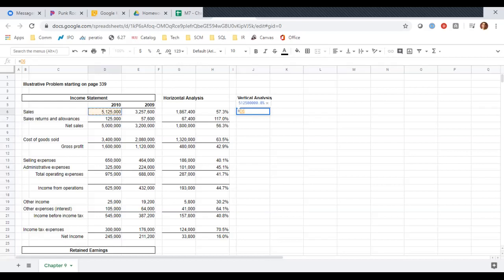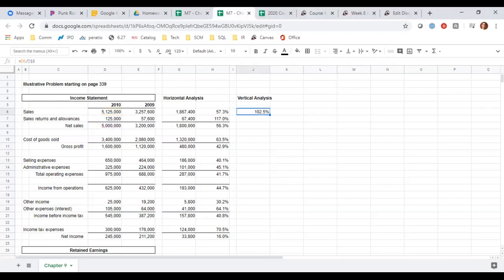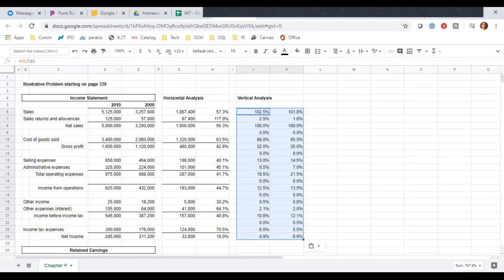So sales divided by net sales. And we're going to put a $ in front of the 8, and that locks in row 8. Okay, so let's copy this down. Let's delete those ones we don't need again.